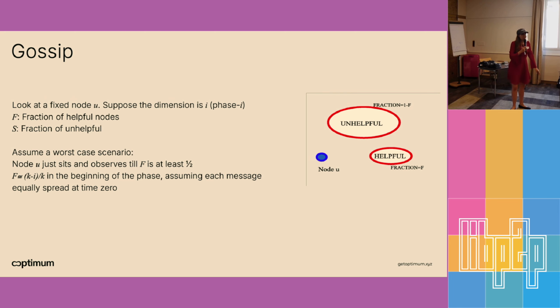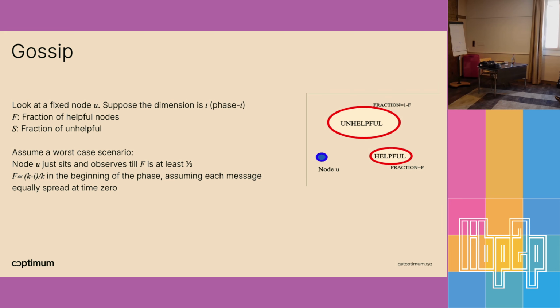Okay? So I'm node U here, and I refuse to get out of bed for anything less than half of the nodes being helpful to me, only because most of them are not helpful to me. Call me back when I'm pretty likely to get something that's helpful to me. Okay. So F is going to be the fraction of helpful nodes, and S is just basically 1 minus F. As I said, I'm assuming a worst case scenario where node U, rather than engaging in gossip in an active and helpful way all the time, is actually refusing to get out of bed.